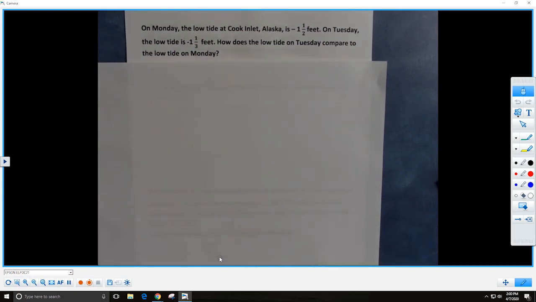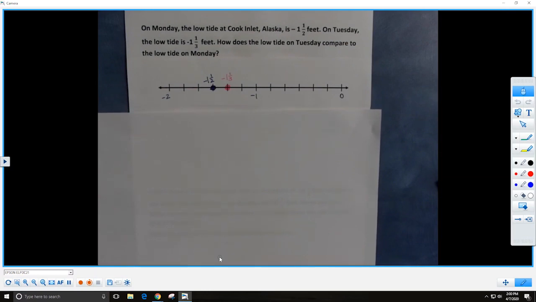So on Monday, the low tide at Cook Inlet, Alaska is -1.5 feet. On Tuesday, the low tide is -1 1/3 feet. How does the low tide on Tuesday compare to the low tide on Monday? This one's a little different. What strategy might help us set up the expression? That's right. Let's use a number line to help figure out the expression.